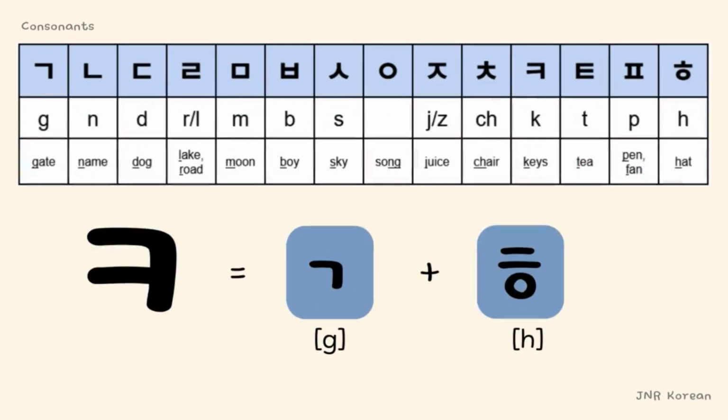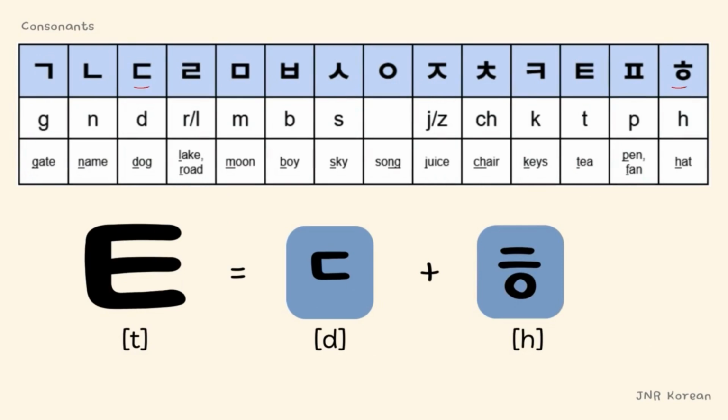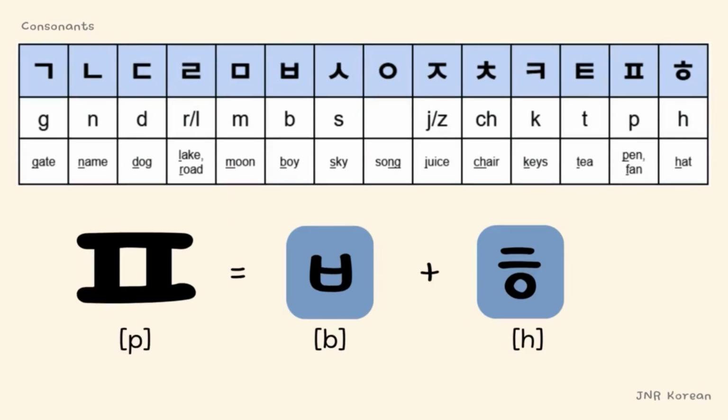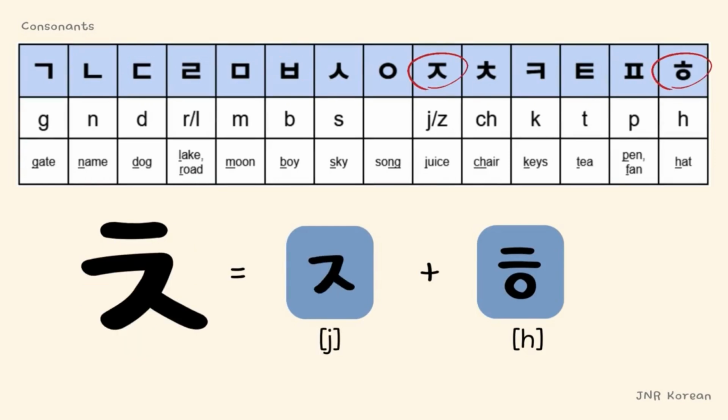When 기역 and 히읗 combine together, it becomes 키읔. And when 디귿 and 히읗 combine together, it becomes 티읕. And when 비읍 and 히읗 combine together, it becomes 피읍. And finally, when 지읒 and 히읗 combine together, it becomes 치읓.